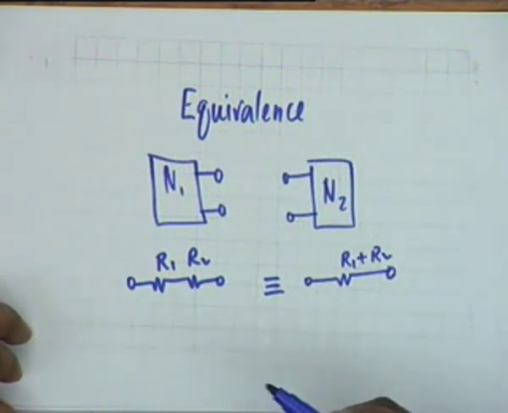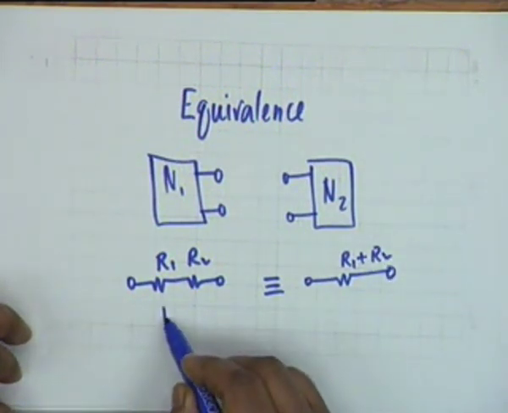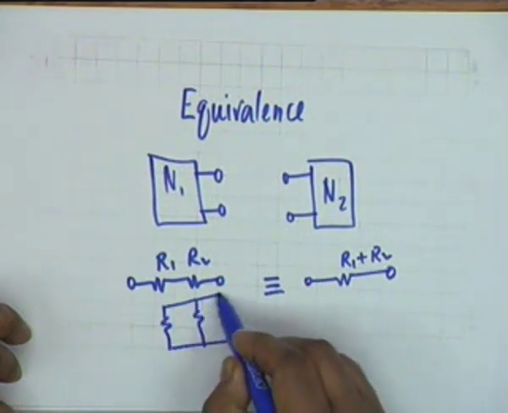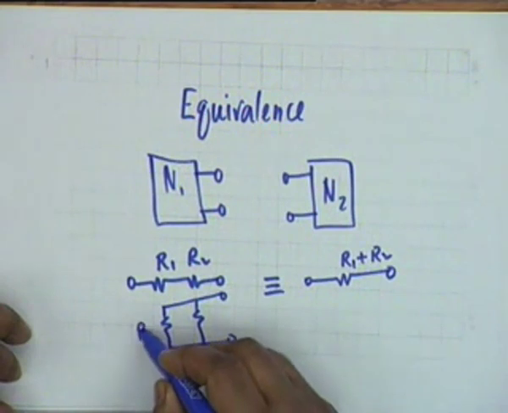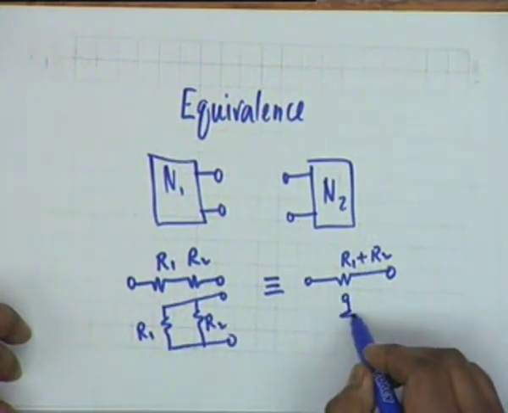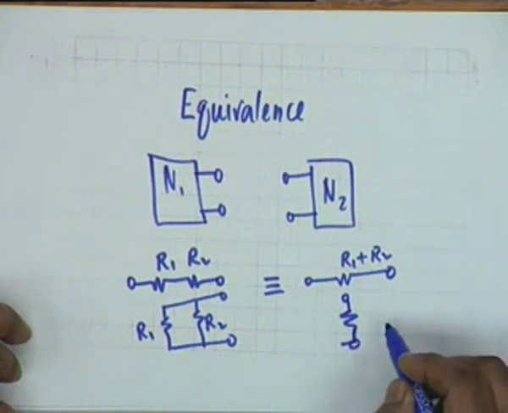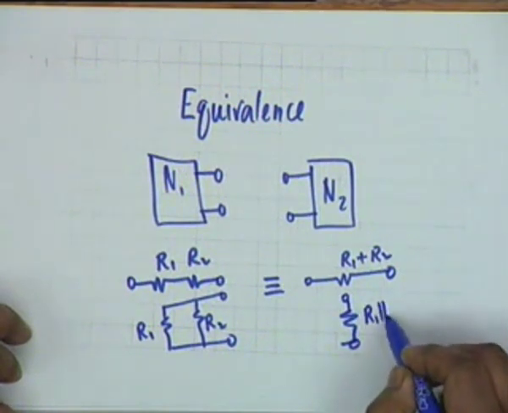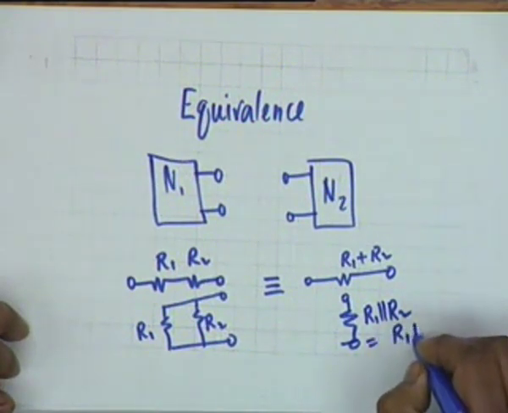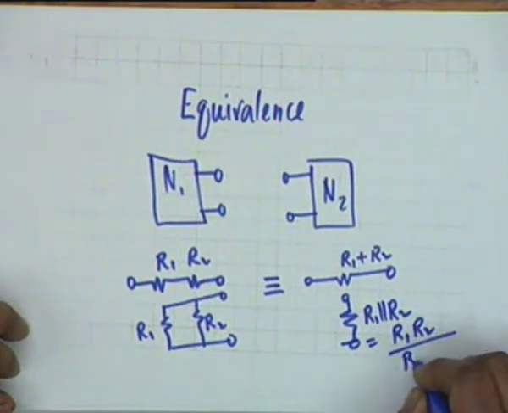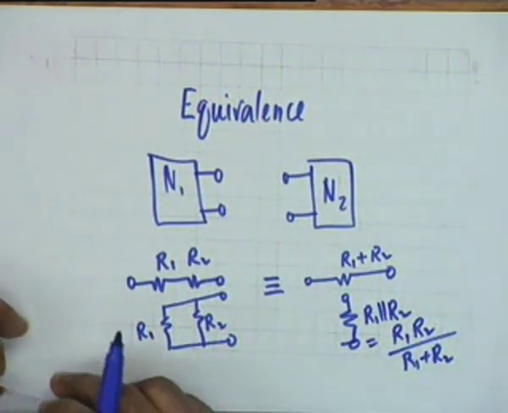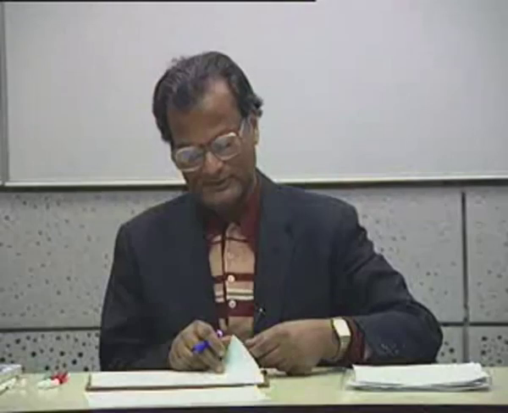Agreed? On the other hand, if I have a one port in which two resistances are in parallel, then you know that a single resistance is equivalent to this, whose value is R1 parallel R2, given by R1 R2 divided by R1 plus R2. These are examples of very simple equivalences.